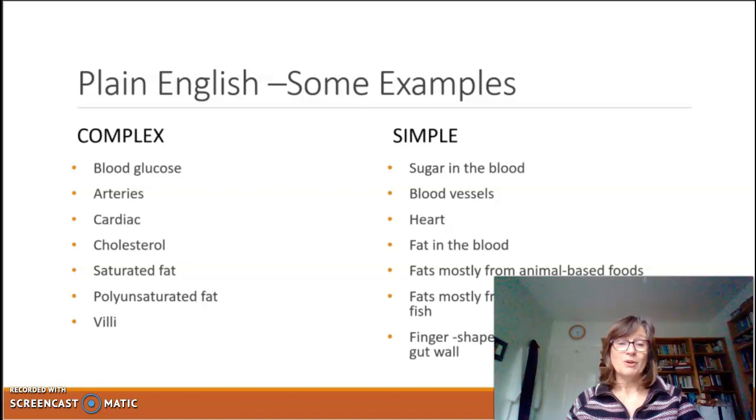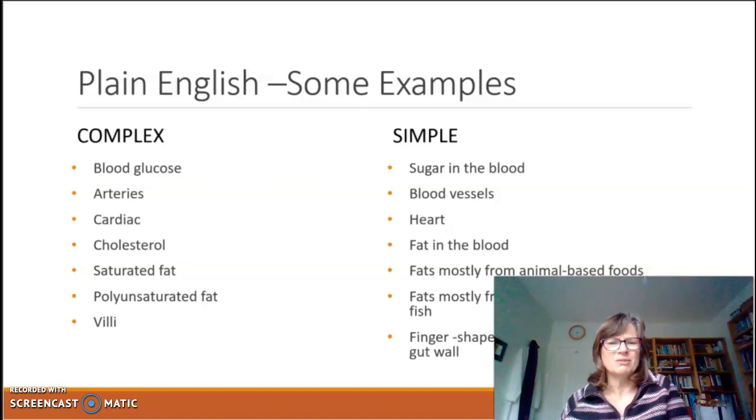And here are some examples of alternative words. Instead of saying blood glucose, just say sugar in the blood. Glucose is a type of sugar. It's still accurate, but it's a more understandable term. Arteries, blood vessels makes a little more sense to people. Cardiac, why not use the word heart? Cholesterol, fats in the blood. Saturated fat, fats that are mostly found in animal-based foods. We might use terms like they're hard at room temperature. Polyunsaturated fats, mostly plant-based but also oily fish. So we're looking at things that are a little more everyday language.